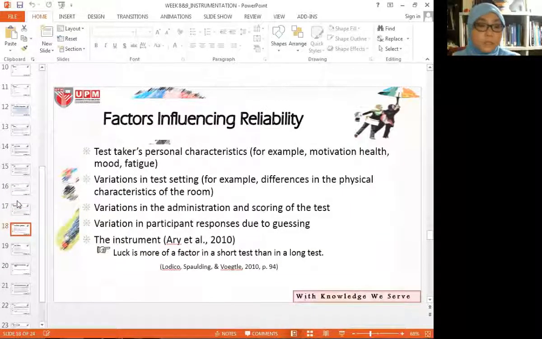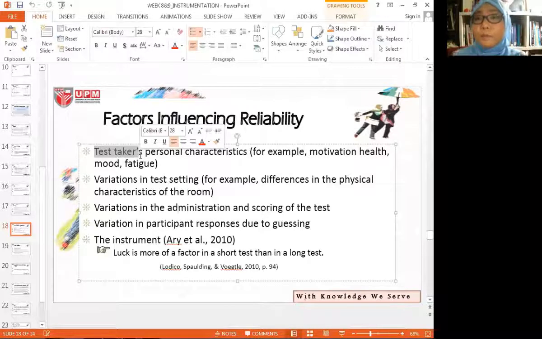Okay, so factors influencing reliability ni, there are a few things that may influence the reliability. Okay, the first one is test takers' personal characteristics, for example, motivation, health, good mood and fatigue. The test taker ni means your respondent. For example, when you ask the respondent to answer your questionnaire, he or she might not be feeling very well, so perhaps it may influence your reliability result.